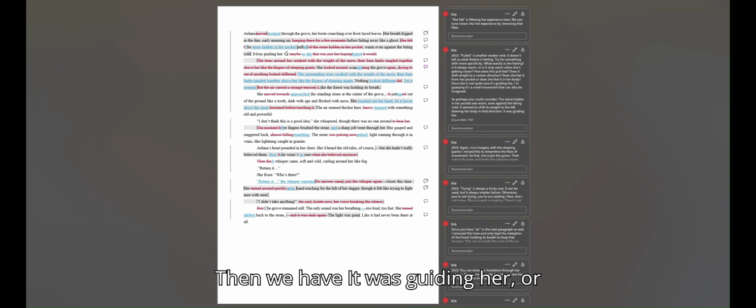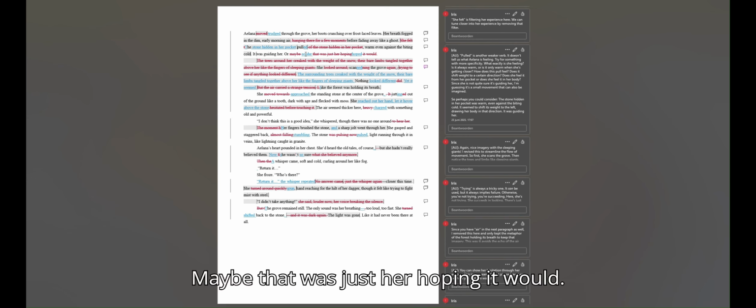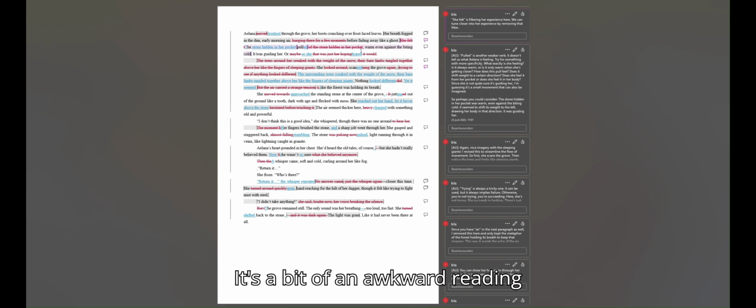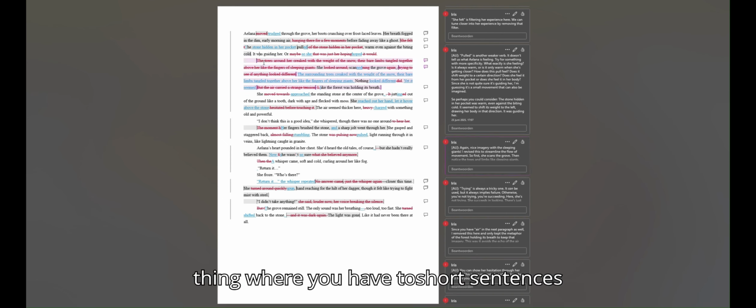Then we have, it was guiding her, or maybe that was just her hoping it would. It's a bit of an awkward reading sentence, so I simplified it to, or so she hoped. That still fits with the overall point of the text, but it's a lot more condensed. And it's maybe a nice thing where you have two short sentences right after each other.